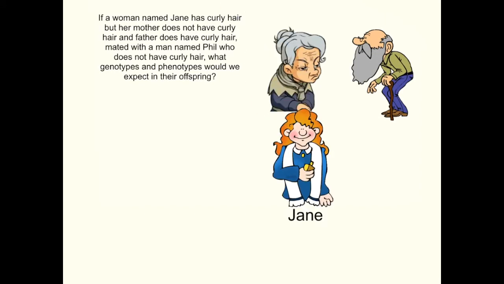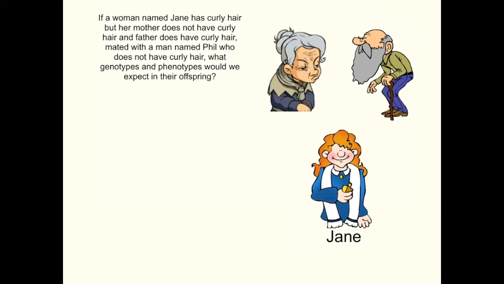So here's Jane's father and mother, and that's Jane. So we know that Jane's mother does not have curly hair, meaning her alleles must be little h, little h. So we'll put those up there with her. And her father, on the other hand, does have curly hair, which means his alleles are either big H, big H, or big H, little h. So in this problem, it doesn't really matter what her father is.